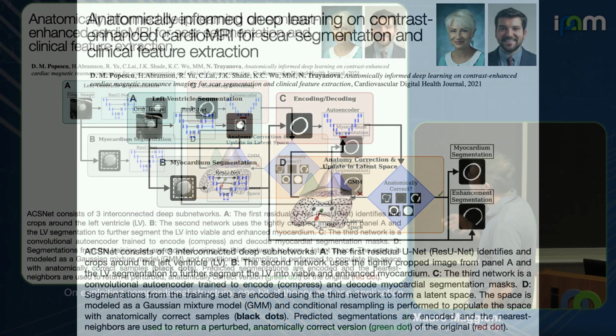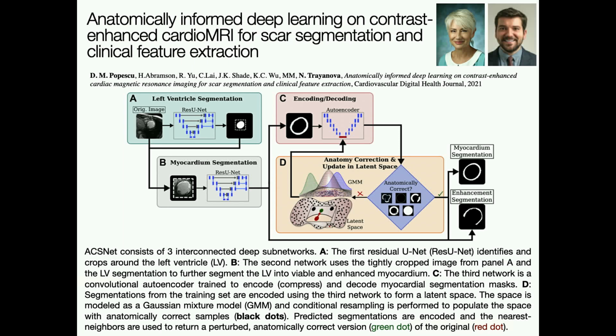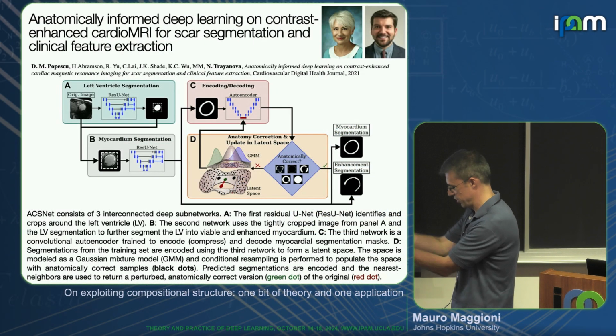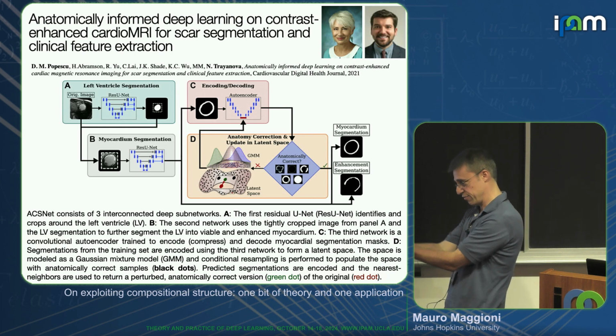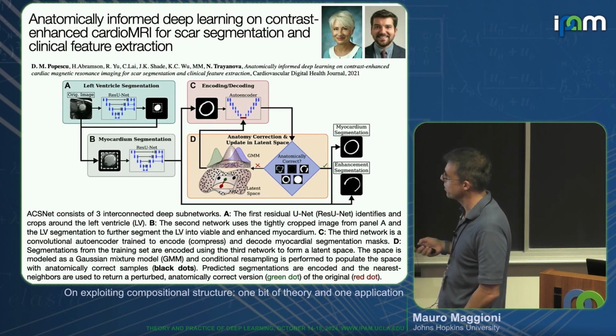So in one of the first works with Natalia and Dan and many other collaborators, we looked at the problem of just segmenting the heart. When you get these MRI scans, I look at them and I'm like, where is the heart? So I got trained, and then we decided to train an algorithm for doing the segmentation of the heart and the myocardium, which is just the thick surface around the heart, the muscular part.